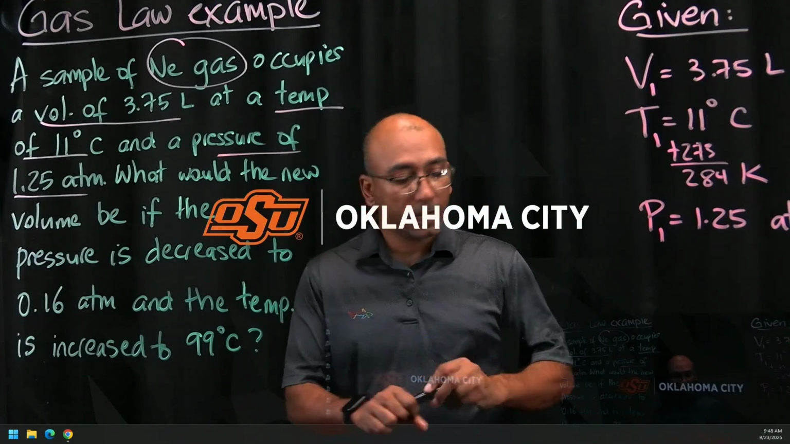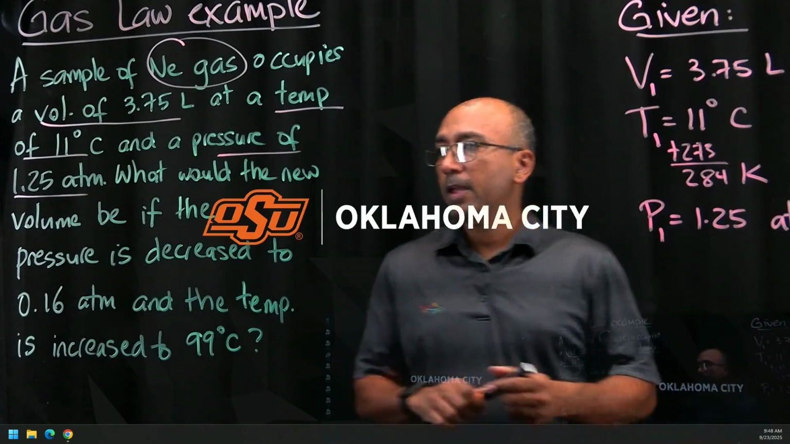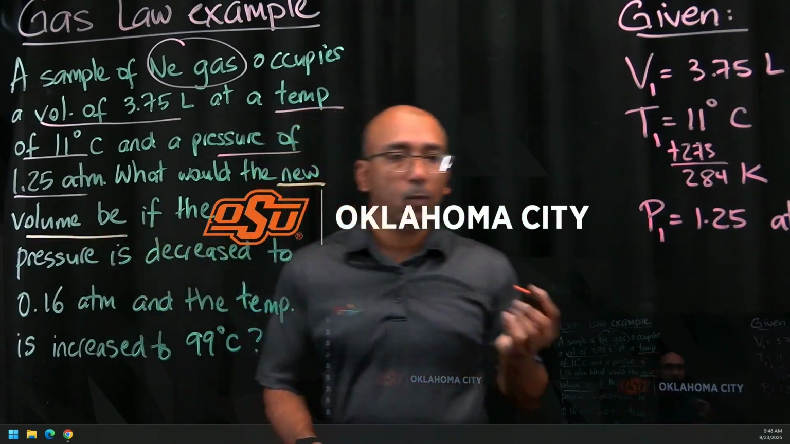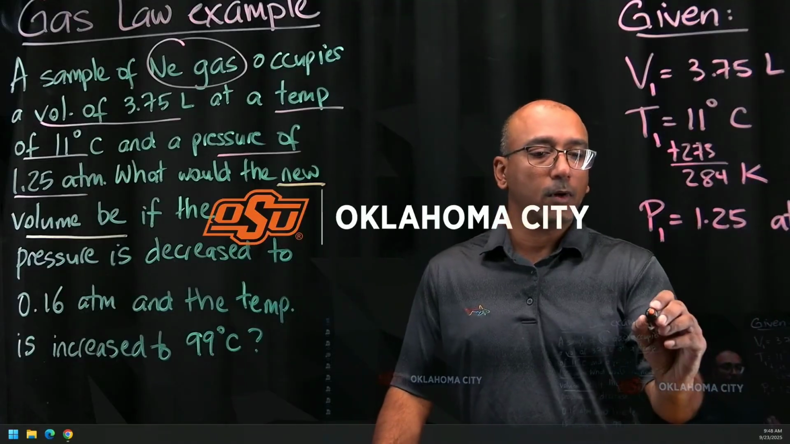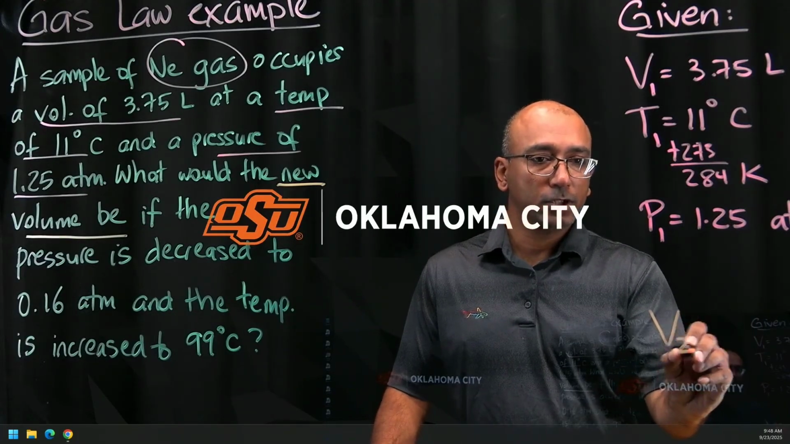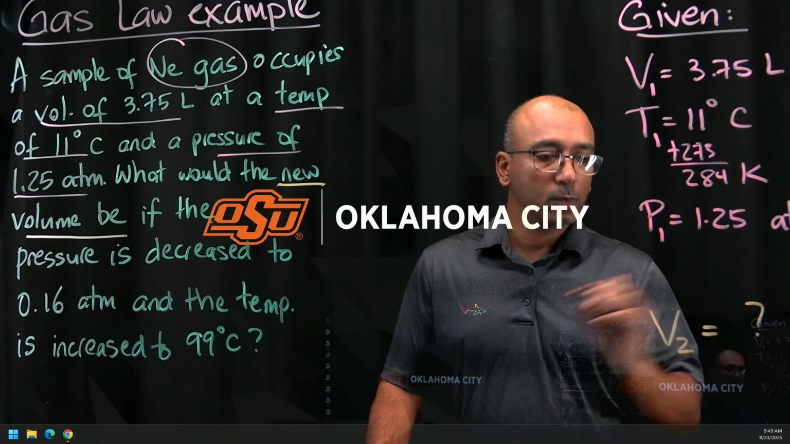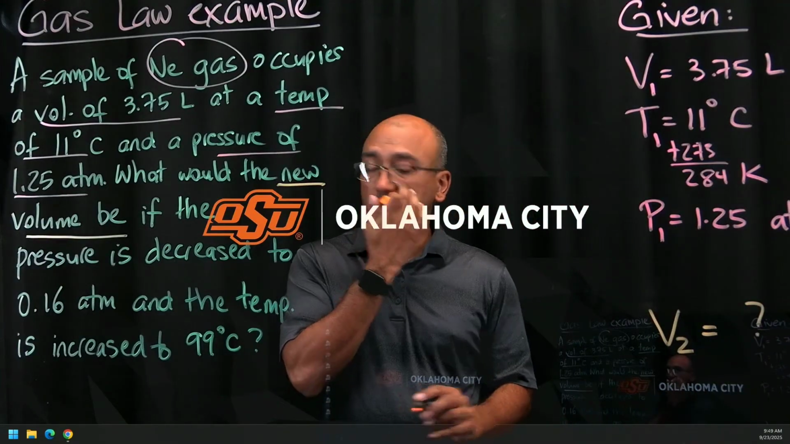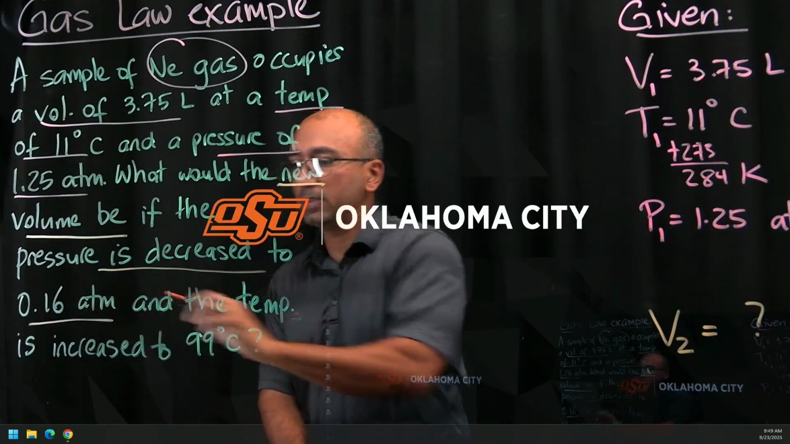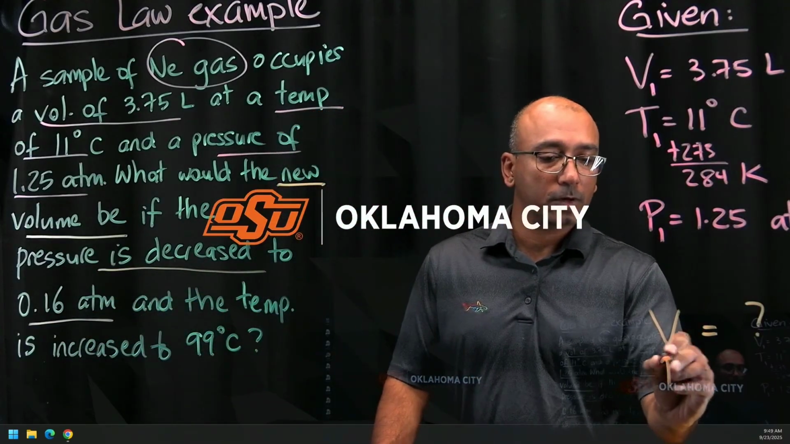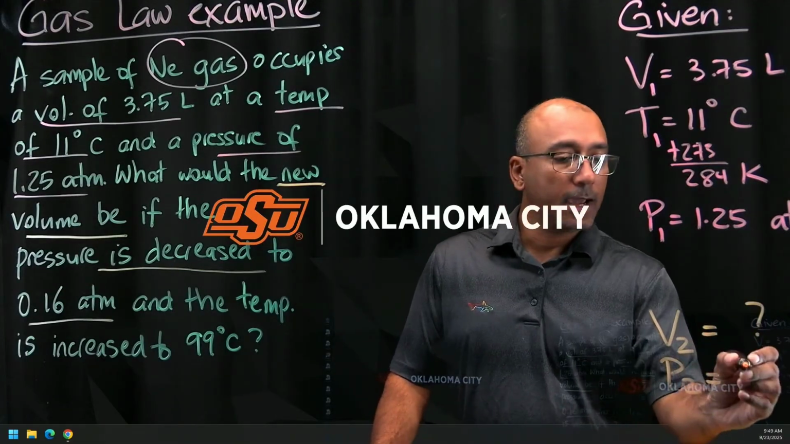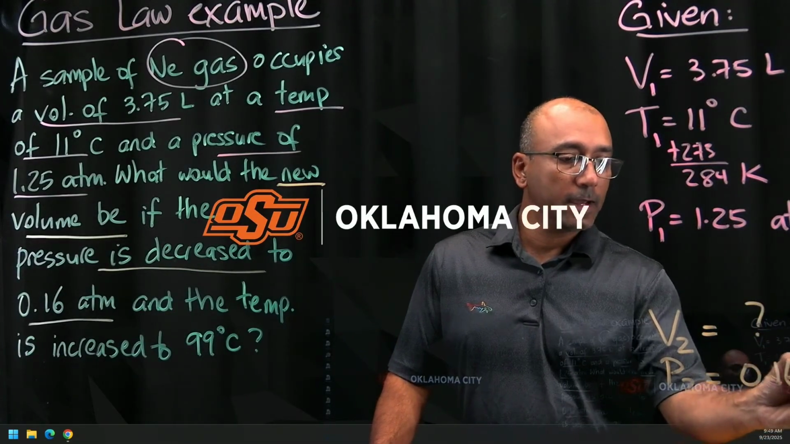We're also told now in the remaining part of this problem, it says, what would the new volume be? So right away, we know that we need to find a new volume, which we can call V, and specifically V2. That's what we need to calculate. That's what we need to find. That's our unknown. We're also told that the pressure is decreased to 0.16 atmospheres. So that's a new pressure, P. We'll call that P2 because that's what we're ending at, and that's 0.16 atmospheres.